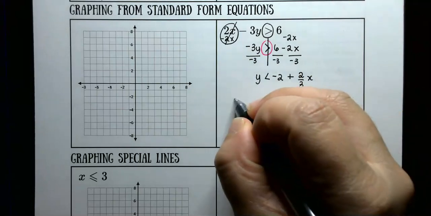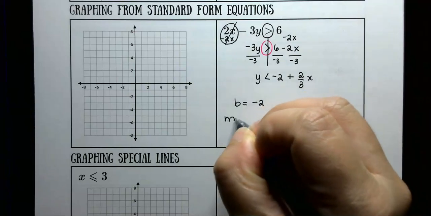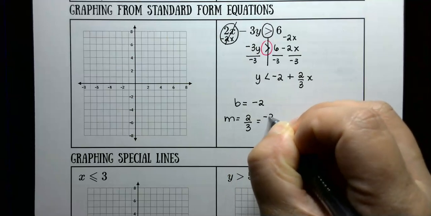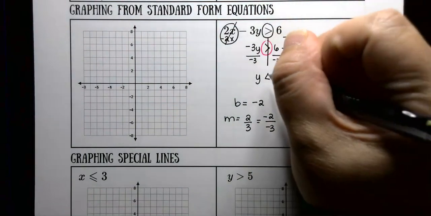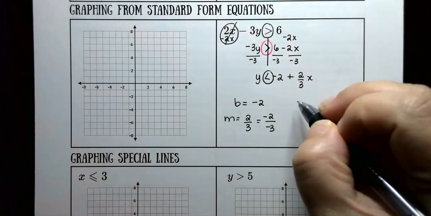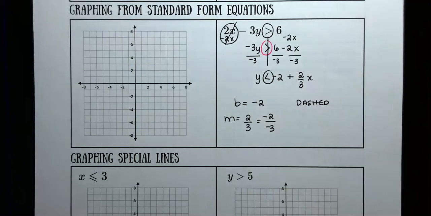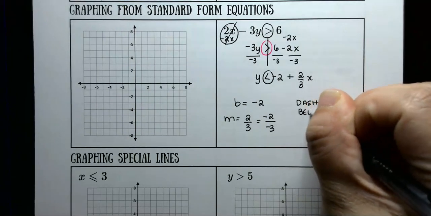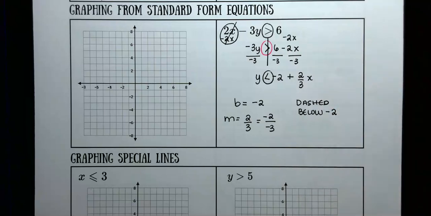All right, so from here, I know my y-intercept is negative 2. I know my slope is 2/3. Opposite slope is negative 2 over negative 3. And according to our inequality symbol, which has been flipped, this is going to be a dashed line because it doesn't have an equal to. And because it's less than, we are going to shade below our y-intercept. So we're going to shade below negative 2.